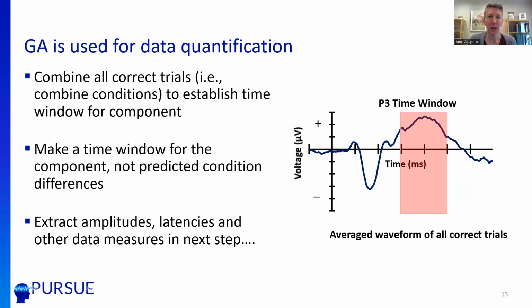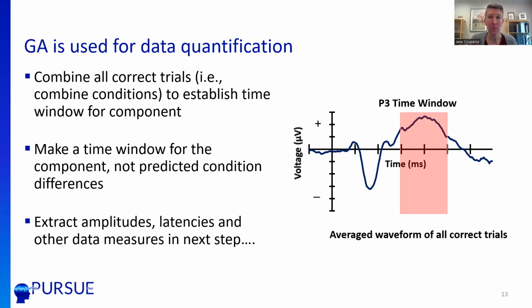We do use the grand average when we're thinking about data quantification, but just for the purposes of looking at where we might have our time window for that data quantification. We're not going to be actually pulling numbers from the grand average. That we're going to do from our individual averages. But when we do a grand average, we're combining all the correct trials of all the conditions, really just because we want to establish a timeline for the window of the component of interest.